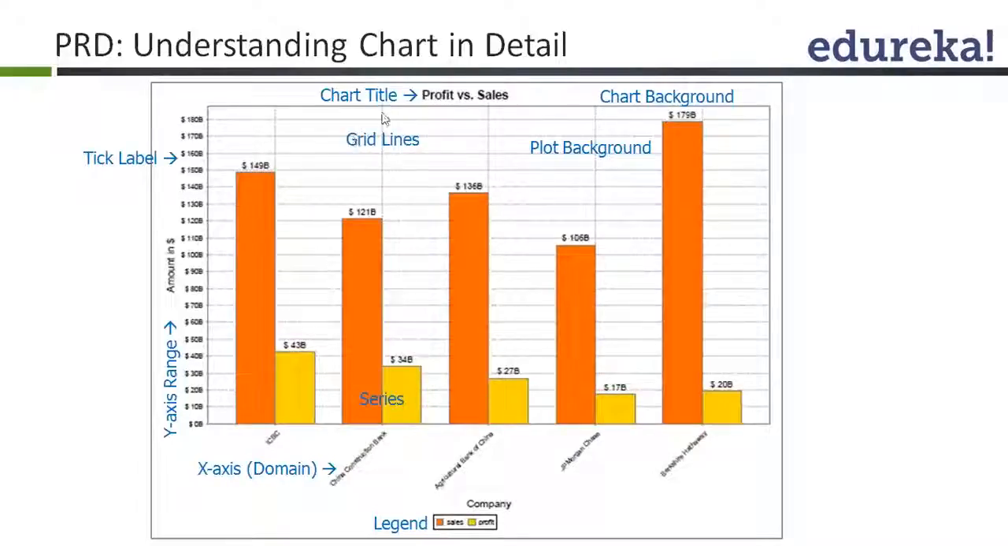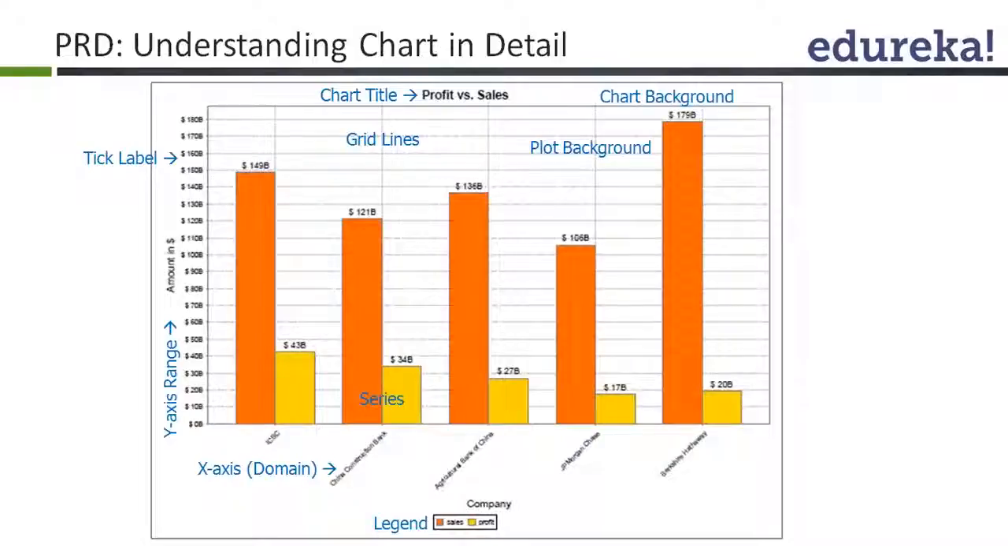These element names or terms are very important, especially when you are configuring chart elements, because all those configurations will be using these terms, and for that you should understand. For example, you need to configure the plot background. Then you should be aware of what the plot background is. So what is the difference between plot background and chart background? Whatever is in this rectangle box is the plot background. Outside that it is the chart background. So this is all about the bar chart and its basic nomenclature.